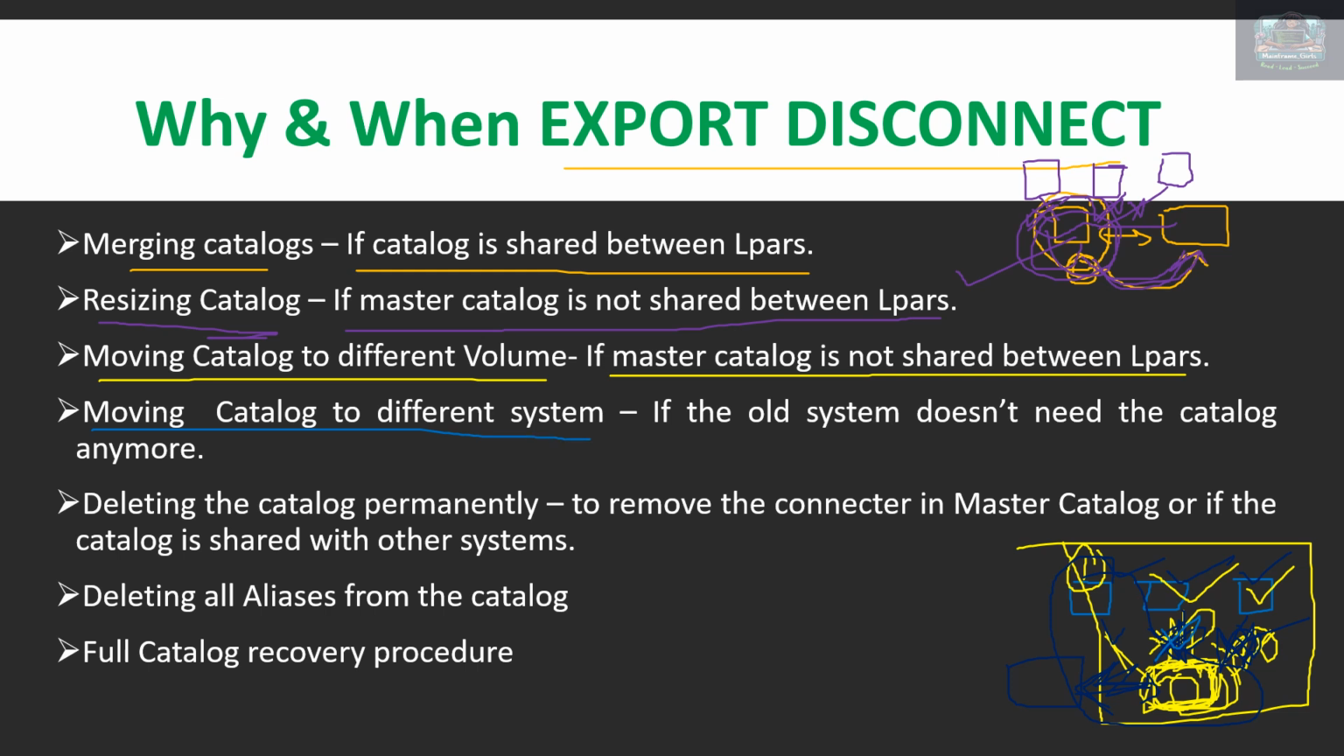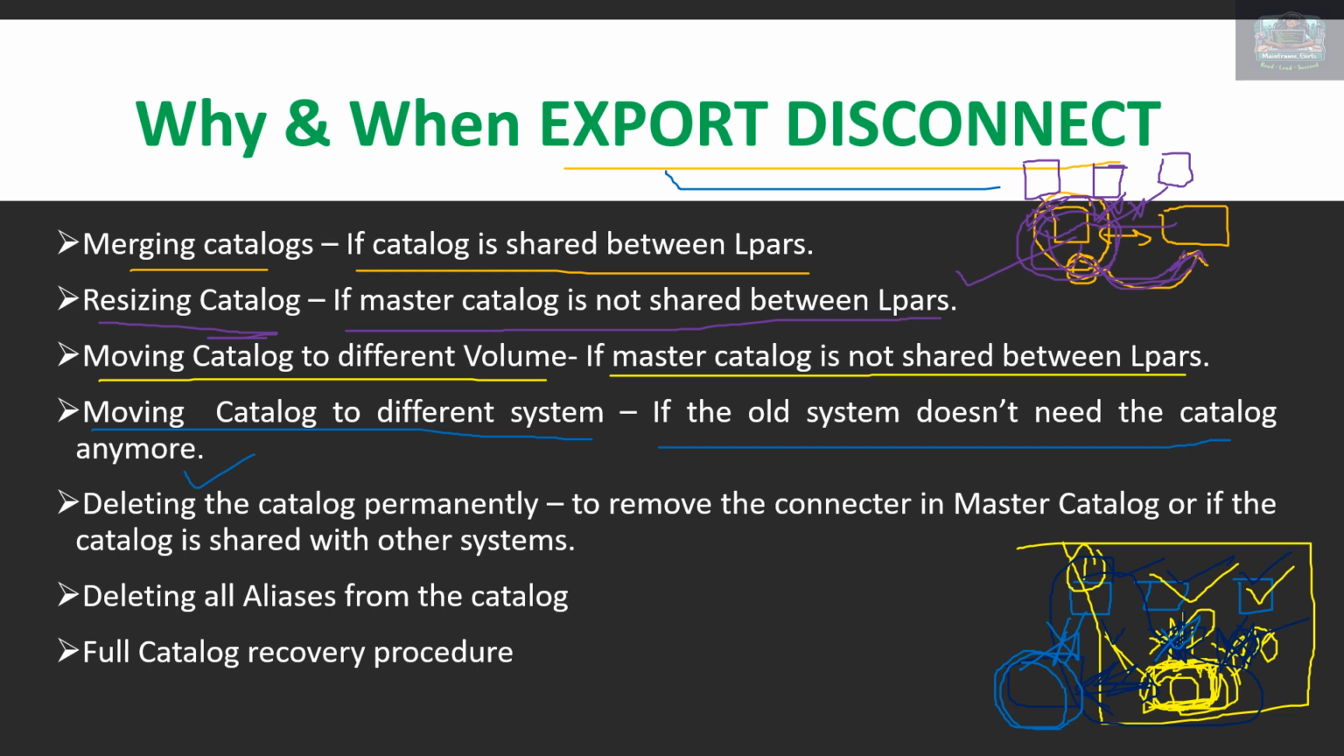Moving a catalog to a different system. Suppose you are moving a catalog to a different system and the old system does not need this catalog anymore. At that time, if you run export disconnect on that particular system, it will just disconnect it from the master catalog, and the master catalog will never know that there is a user catalog by this name.